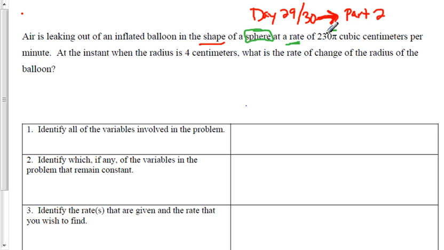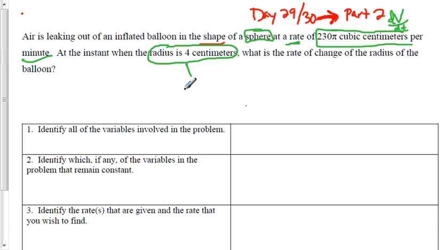Air is leaking out 230 pi cubic centimeters per minute. I said cubic, and that has to deal with volume, but that's the change in the volume. So that's the rate at which the volume is changing. There's dV/dt. At the instant when the radius is 4 centimeters, so that's just the radius, which is just r. And now, what is the rate of change of the radius? That's dr/dt.